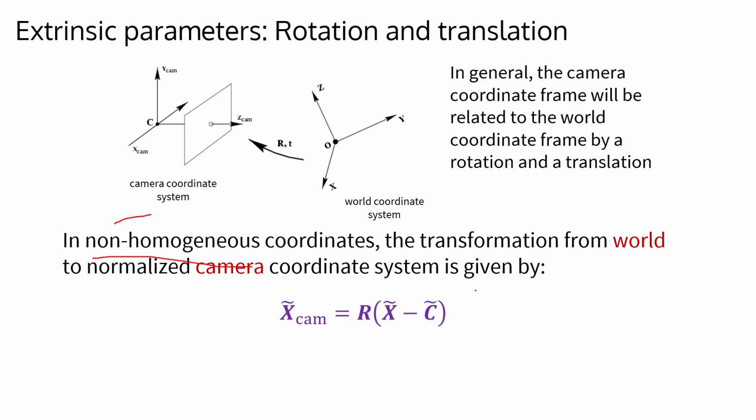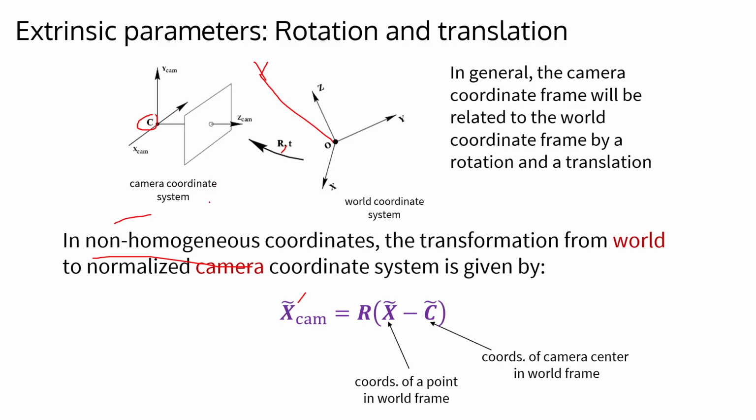The transformation from the world to normalized camera coordinate frame is given by R times (x̃ − c̃). The tilde symbol is used to signify non-homogeneous coordinates. Here x̃ is the coordinates of the point in the world frame. So if you take this point, it's in the world frame, but we want to get it to the camera frame. That's why we subtract c and multiply by the rotation matrix R. c̃ is the coordinates of the camera center in the world frame, R is the 3D rotation matrix, and the result is the coordinates of the point in the normalized camera frame.